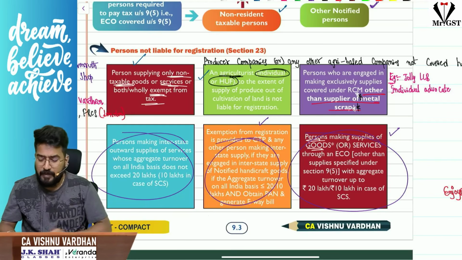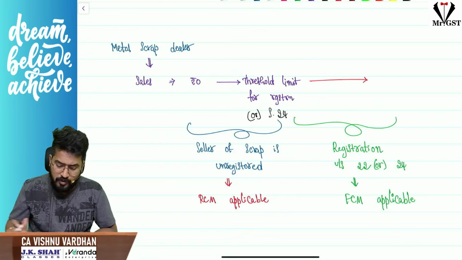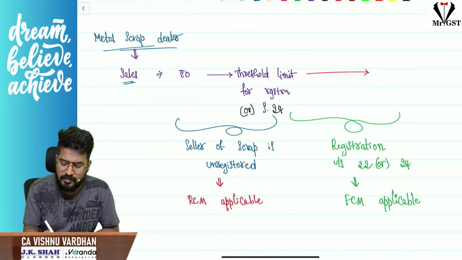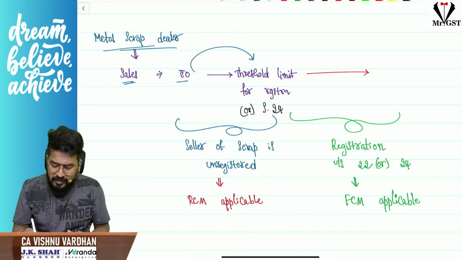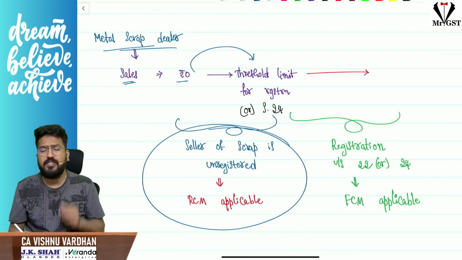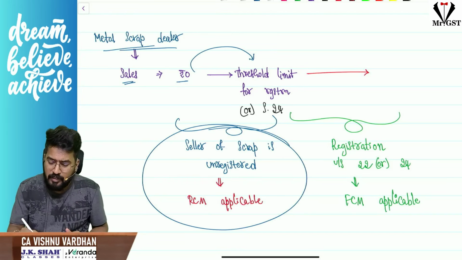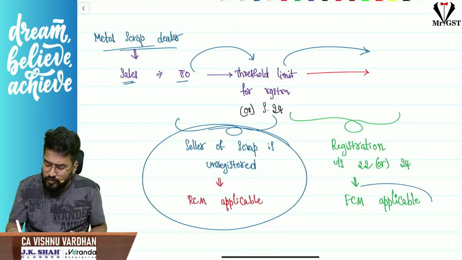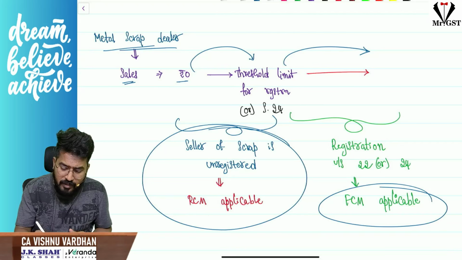I repeat, metal scrap dealers. So if you see, I am a metal scrap dealer, sir. So when my sales are zero until it touches the threshold limit, then all my sales are subjected to RCM, so the recipient will pay GST. And once it is exceeding the threshold limit, then what will happen? I will become liable for registration and I will take registration. And now reverse charge mechanism is not applicable, only forward charge. So I repeat here, sir, simple.